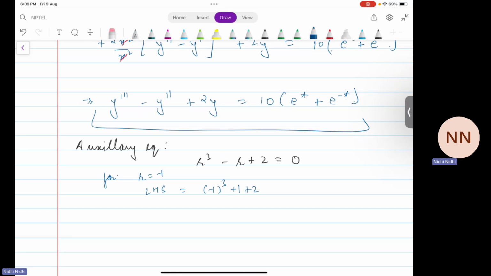Sorry, this is r square. So this will be minus 1, which is 0, which was our RHS. So clearly r equals minus 1 is a root. So we can just divide this polynomial r cube minus r square plus 2 by r plus 1.